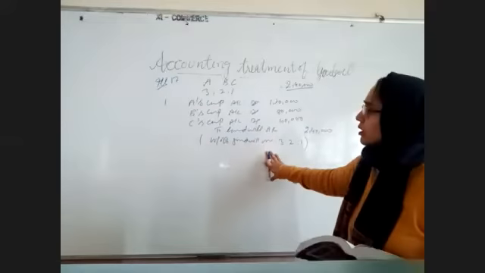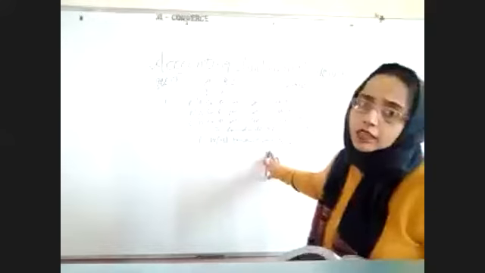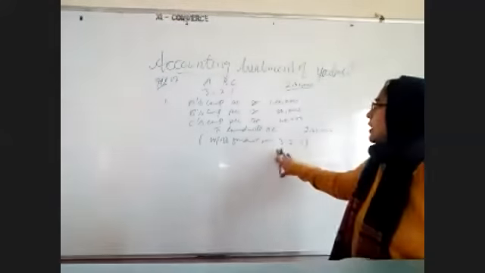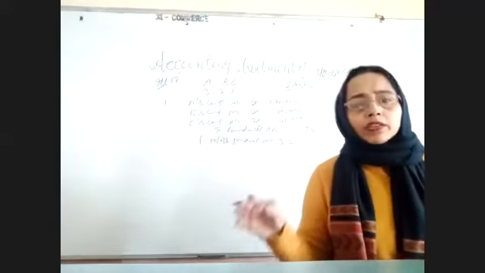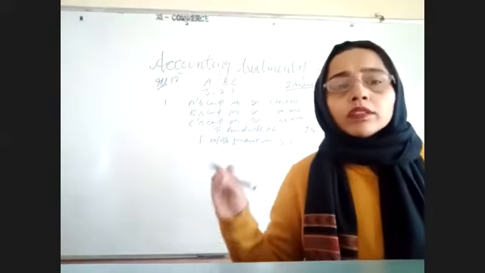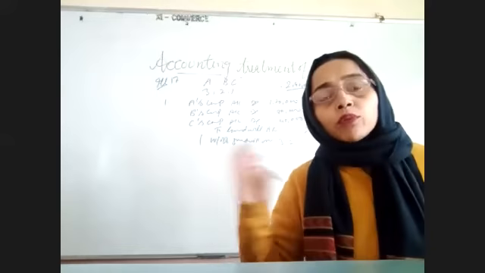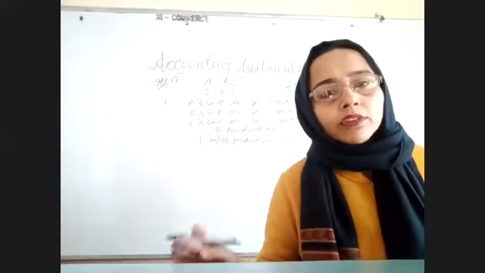So in this case, there is no change. If goodwill is appearing in the balance sheet, you will write off this goodwill among old partners in old ratio in both cases, admission as well as in retirement. Okay.